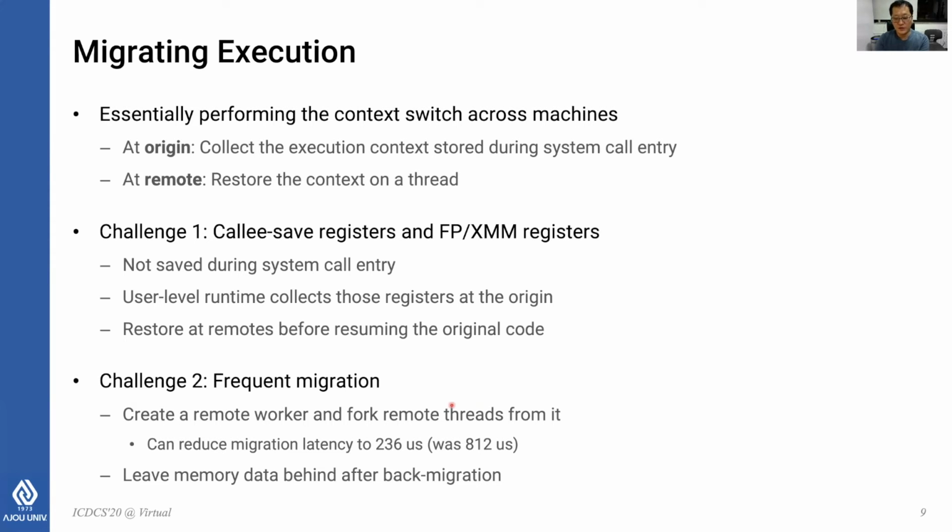The second challenge is to handle frequent migration. We observe that many applications iterate to create, migrate, and terminate threads repeatedly. To optimize this pattern, we create a process at the remote and use it as the template to fork remote thread for that process. Also, even if all threads have left our remote node, DEX keeps the memory data until the process is finally finished. Because DEX can reuse those data when a thread is migrated back to the node again.